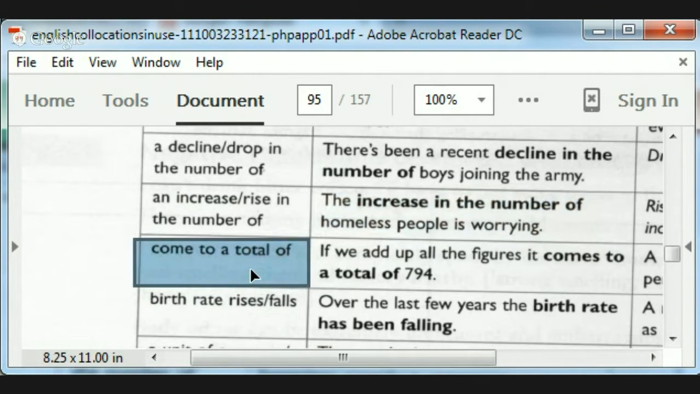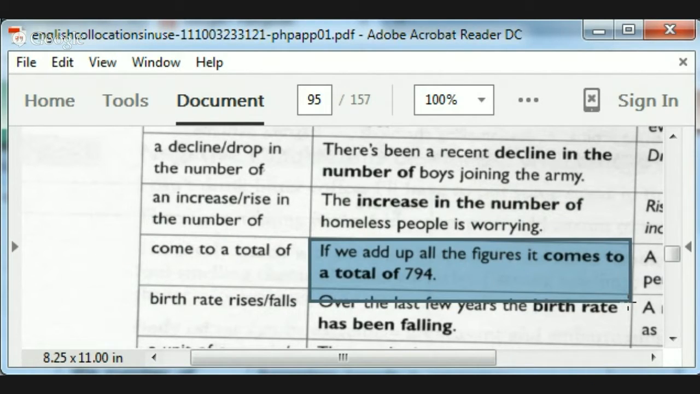Okay, how about this expression, Anna? Come to the total of. Well, there you go. Come to a total of is the total quantity of anything. Anything, right. Okay, as in the example, if we add up all the figures, it comes to a total of 794, sorry. Very common to hear this in any kind of store or shop. You've got oranges and bananas and apples and one watermelon and four peaches, and that will come to a total of 14 euros. Good deal.